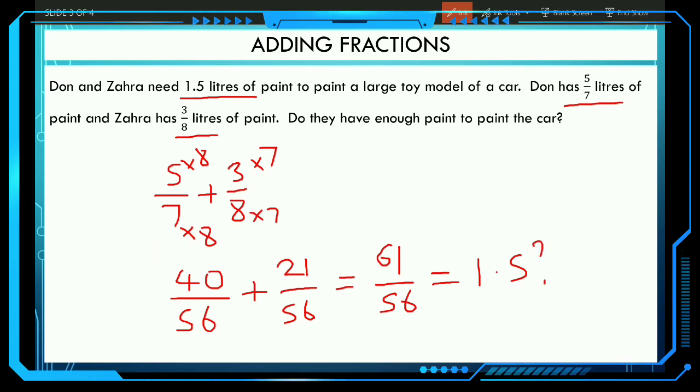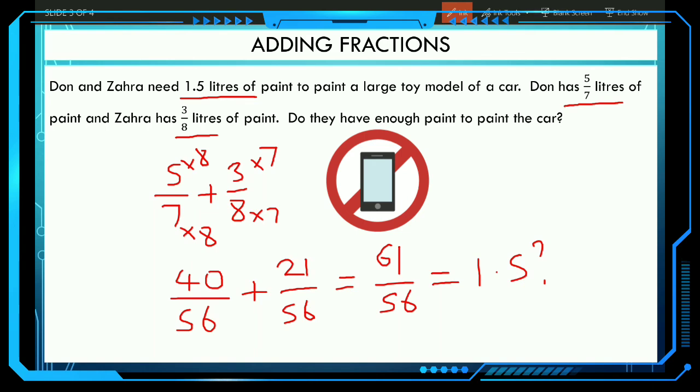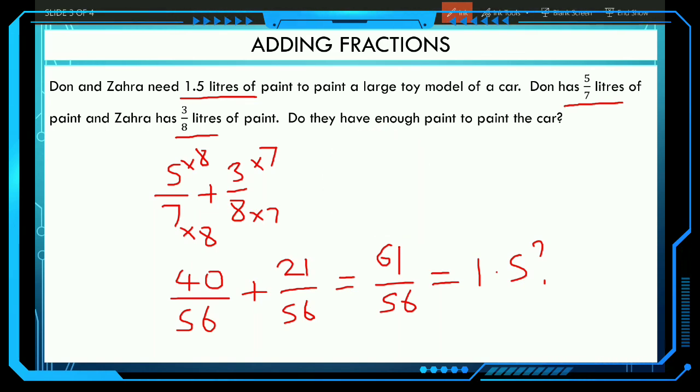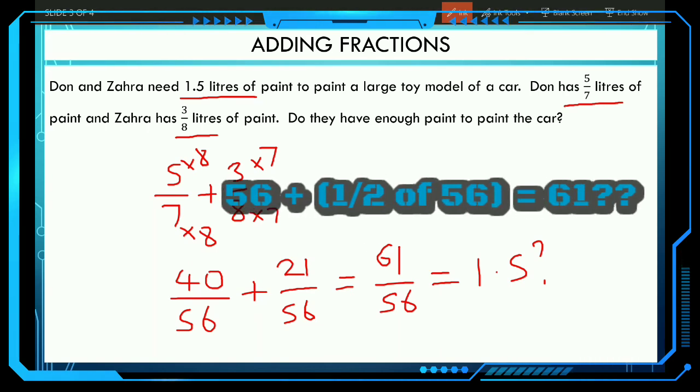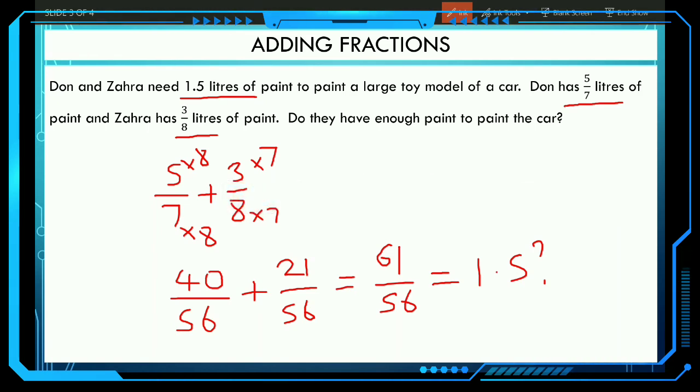Now what does that actually mean? Because we don't have a calculator for this question. So in order for us to do this, we need to think of it very logically. So what does that mean? 61 over 56 equals 1.5. Now that means that, can I get 1 lot of 56 plus a half of 56 to fit into 61? Because if I can, then I've just about got enough paint.